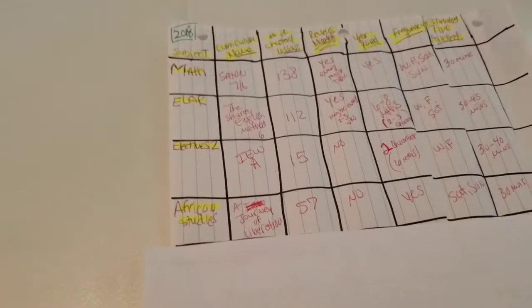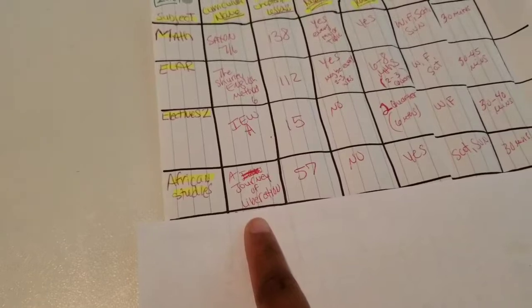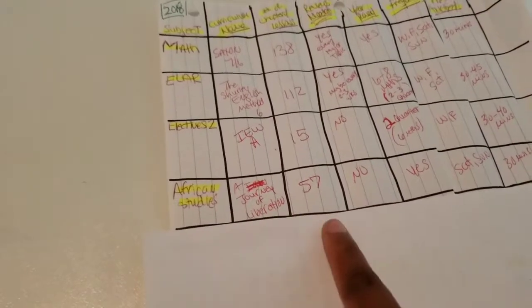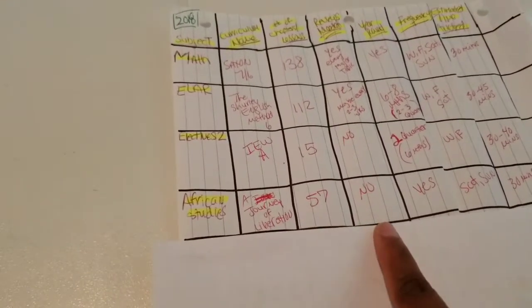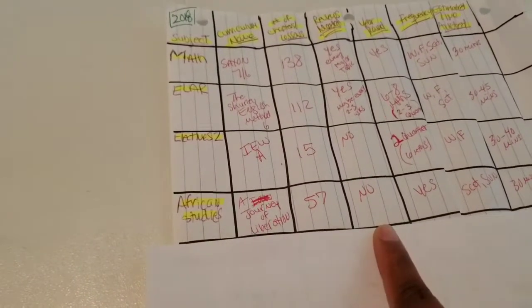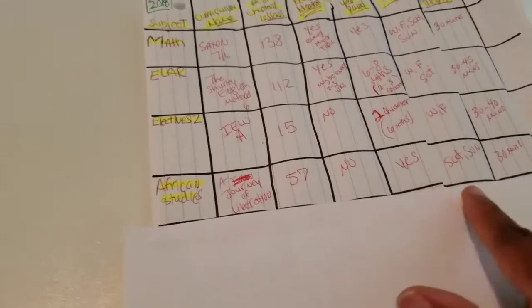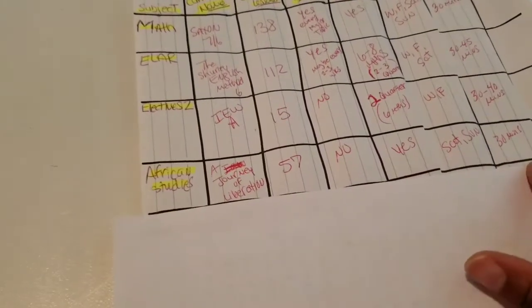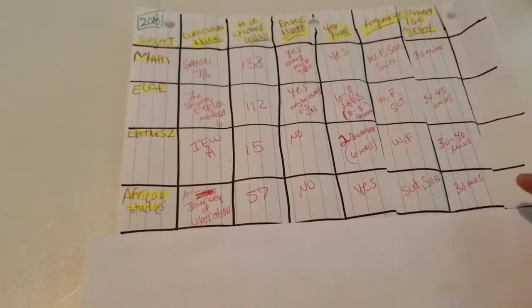African Studies. This is the book we're using, A Journey of Liberation, 57 chapters. No review required, or no additional time needs to be set aside for reviews. It is year-round. It's taught Saturday and Sunday, and it takes me about 30 minutes to instruct. So in this area, I do instruct.